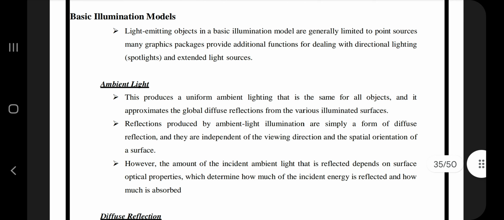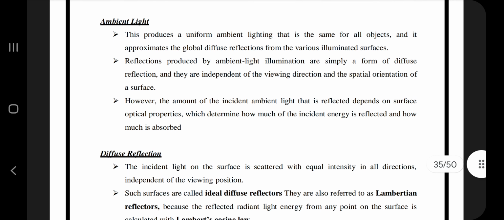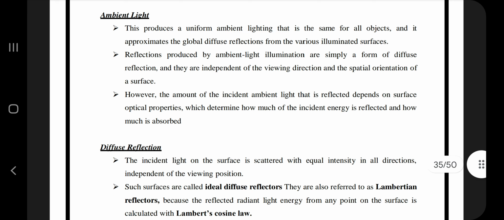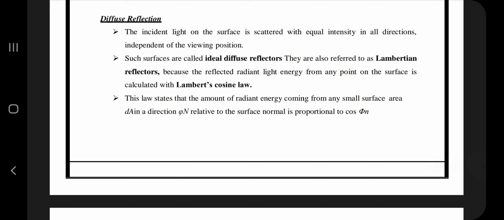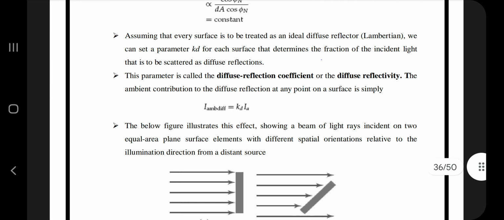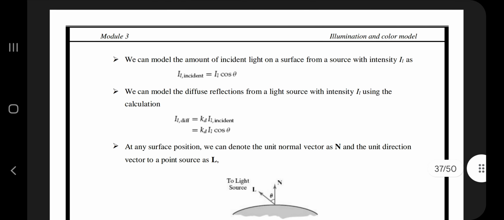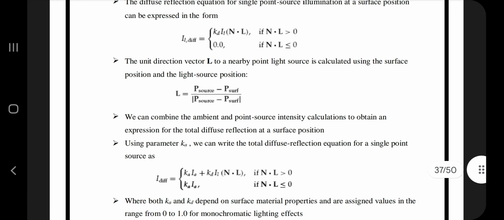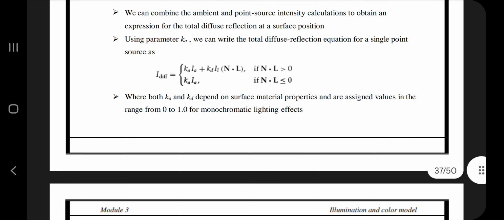If they ask you about the illumination models, the illumination models are ambient light, which means it produces uniform lighting for all the objects, and diffuse reflection, which means it will be diffused in all the directions. Some more information is given, but that's the key point. Don't try to get into the details of it, because it's a lot of content and the time is limited. So you have to manage the time accordingly.